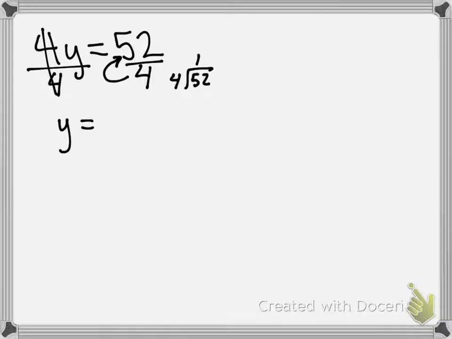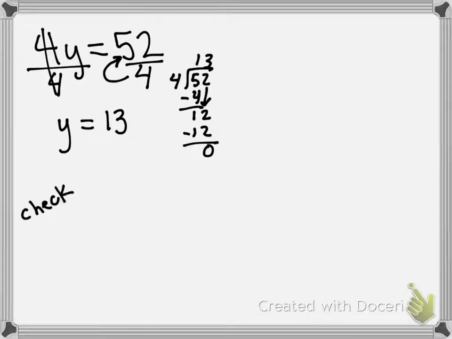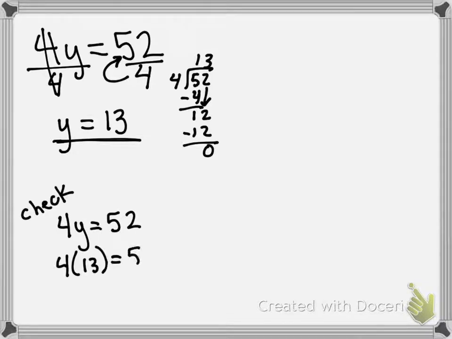4 times 1 would be 4. Subtract, bring down our 2. 4 times 3 would be 12. So y should be equal to 13. But we always want to check and make sure we're doing our calculations correct. 4y equals 52. We substitute 13 in for y because we think that is what y should be. So 4 times 13 should be 52.